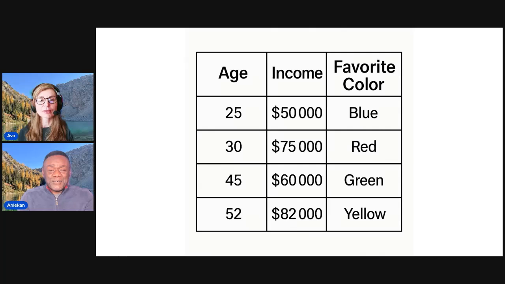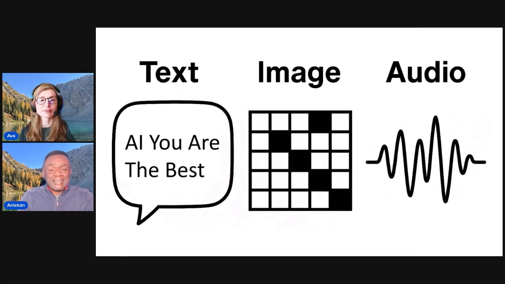That's exactly right. Features come in many forms, right? If your data is text, features might be words. If it's images, pixels or texture might be features. And for audio, features could include different sound frequencies.